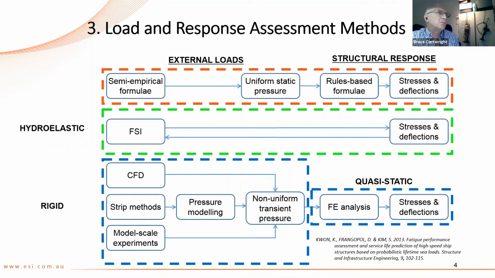So here's a comparison of different ways you might approach this sort of problem. In the red box at the top, you'd have a bunch of semi-empirical formulas. You might do some tests and get some uniform static pressure loads under these sort of assumed conditions. Apply your rule-based formula and you'll get some stresses and deflections. That's one way to do things. In the blue box down the bottom, you might combine a bit of modeling, model scale experiments to validate some CFD and some strip methods. From those, you will get some loads out on the side of the boat and then apply them to your finite element analysis, and then you'll get your stresses and deflections.